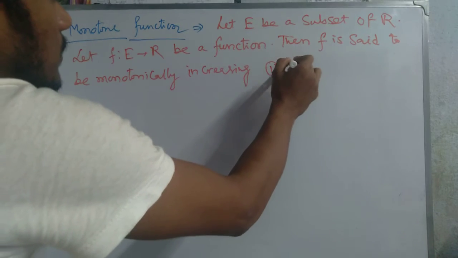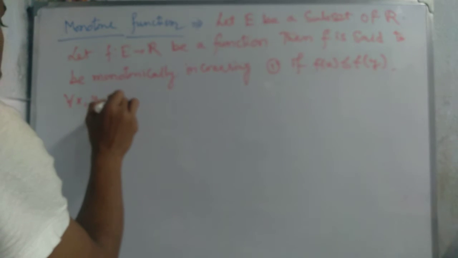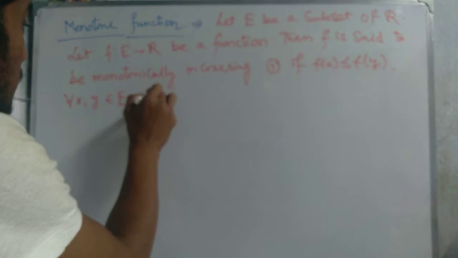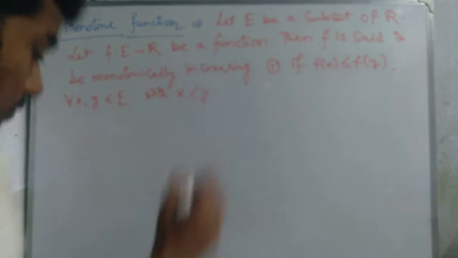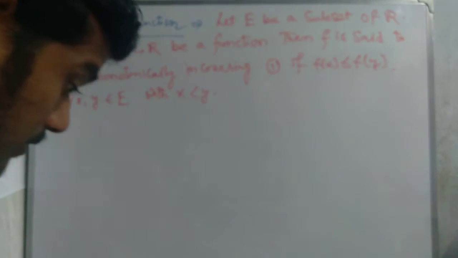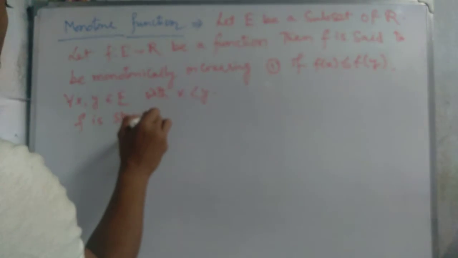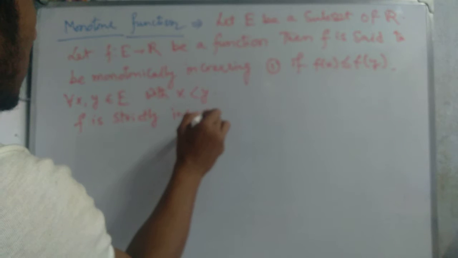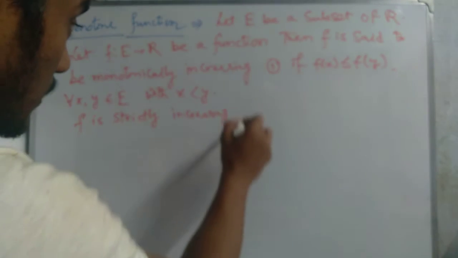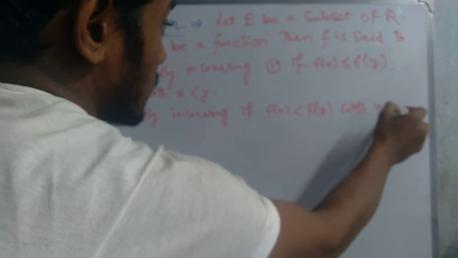First one: f(x) less than or equal to f(y) for all x, y belonging to E with x less than y. And f is strictly increasing if f(x) less than f(y) with x less than y.